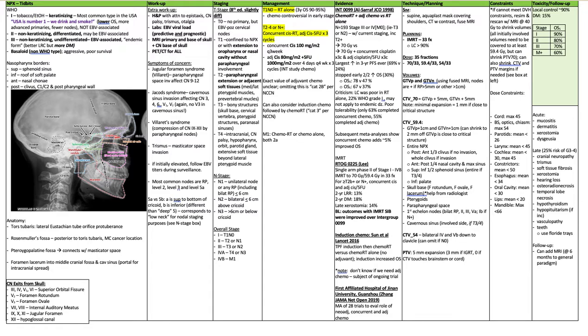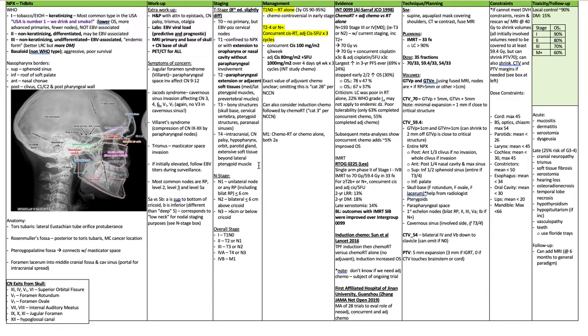T0 is no primary but EBV positive cervical nodes. T1 is confined to the nasopharynx or with extension to the oropharynx or nasal cavity without parapharyngeal involvement. T2 is parapharyngeal extension or adjacent soft tissues, including the medial or lateral pterygoid muscles, the prevertebral muscles. T3 are bony structures like the skull base, the cervical vertebra, the pterygoid structures, and the paranasal sinuses. T4, intracranial extension, cranial nerve palsies, hypopharynx involvement, orbit involvement, parotid gland involvement, extensive soft tissue beyond the lateral pterygoid muscle.